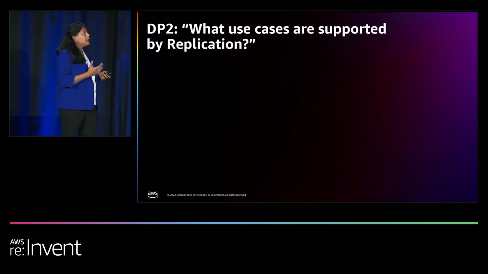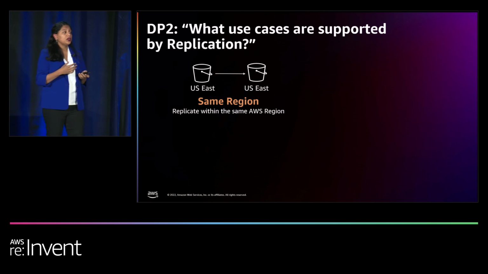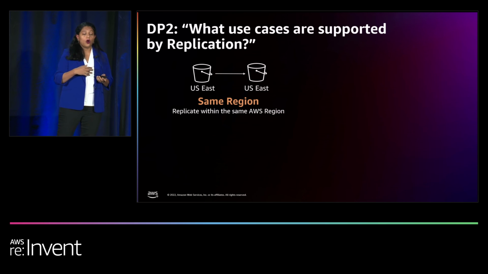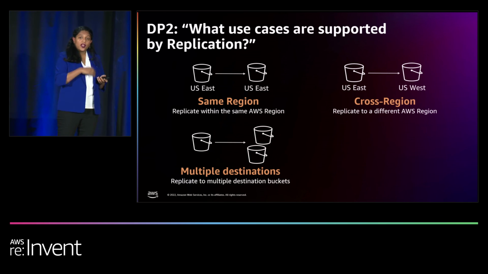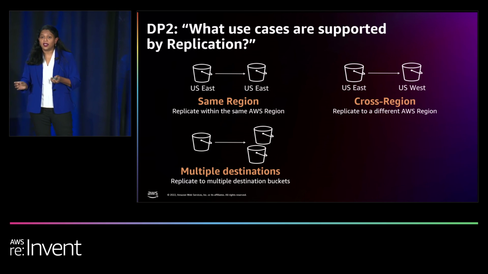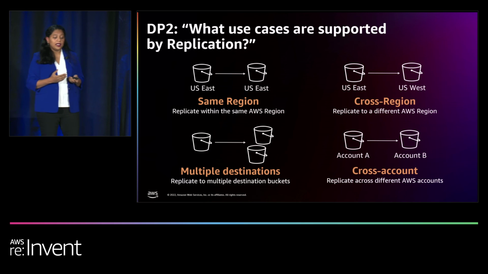Replication offers multiple options for where you want to replicate. Either you can replicate to a destination bucket in the same region, or the destination bucket could be in a different region. You can replicate from one source bucket to multiple destination buckets if that's what your use case needs. And you can also replicate to a destination bucket which is in a different account.